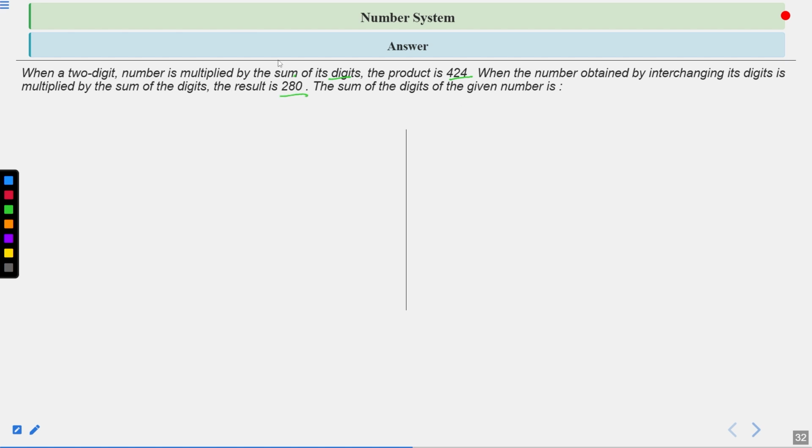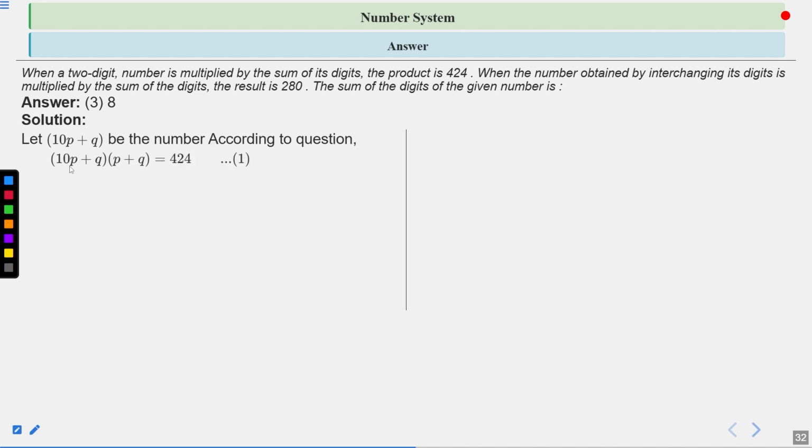So we can calculate it by making the equations. The correct answer of this question is the third one, which is 8. Now see the detailed solution. The number is a 2-digit number, so let 10p plus q be the number according to the question.